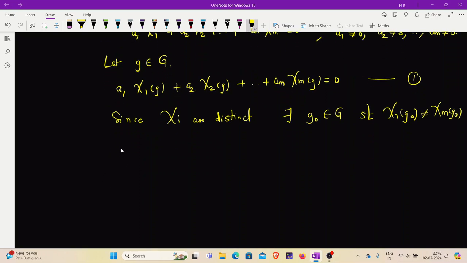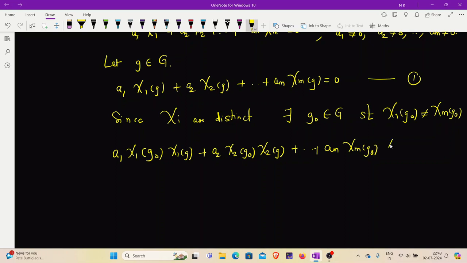Since chi1, chi2, chi m are homomorphisms, we can write it as a1 chi1 of g naught chi1 of g plus a2 chi2 of g naught chi2 of g plus so on, am chi m of g naught chi m of g equal to 0. Keep in mind that we have replaced g by g naught g. So that's why we have this expression now.